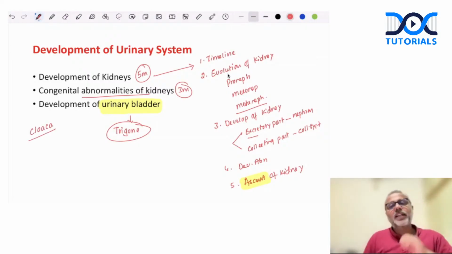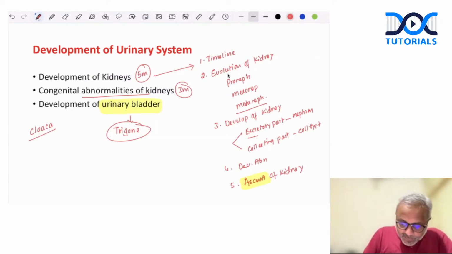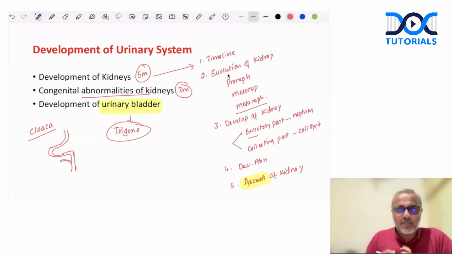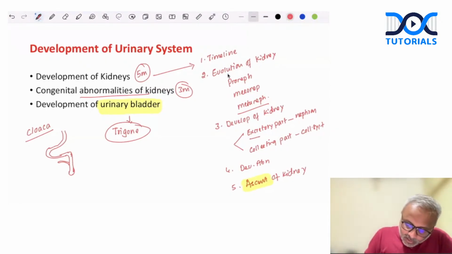Now, what exactly is cloaca? Remember, when we talk about the gut, we have the foregut, then we have the midgut loop, and then we have the hindgut, right? Now, in the hindgut, here we have a diverticulum called the allantoic diverticulum. Now, the post-allantoic part of the hindgut, okay? So to be more specific, the post-allantoic part of the hindgut, this is what we call the cloaca.